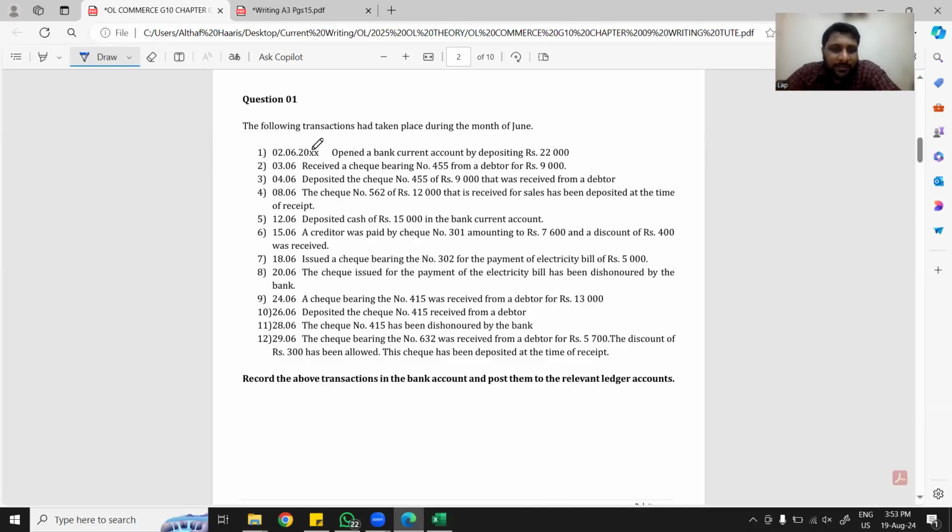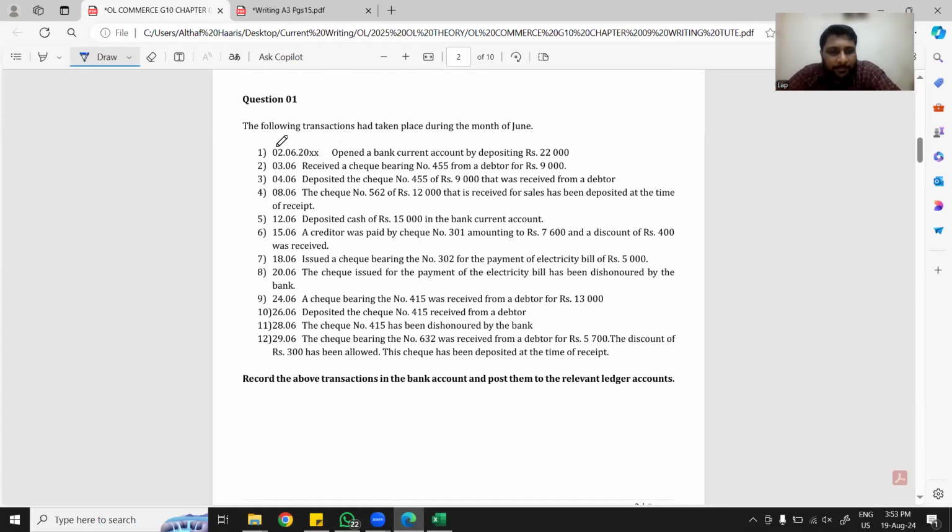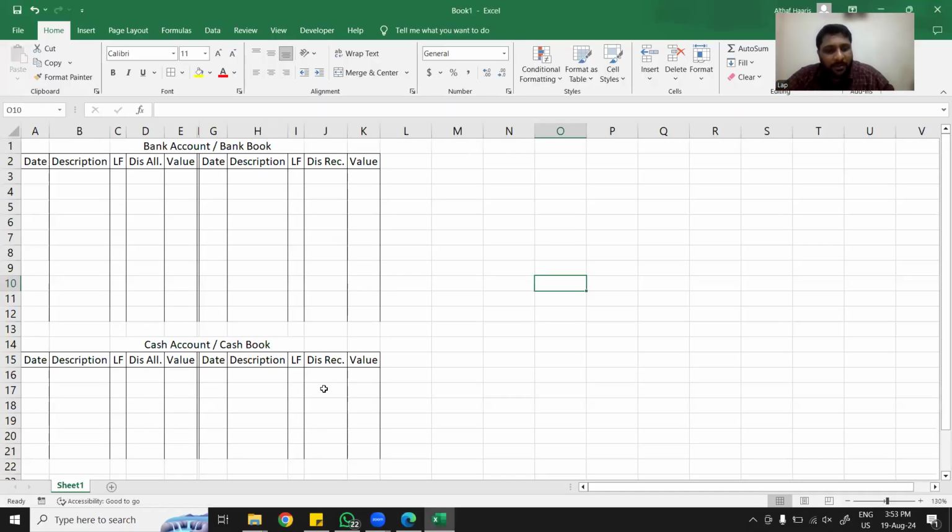Following transactions had taken place during the month of June. 26th: opened a bank current account by depositing 22,000. So understand, when you're opening a bank account, you will deposit money. So your cash in hand will decrease, and the cash that you put into the bank will increase. So let's record it. The cash that you have with you will decrease because you are going and depositing it. So 22,000.